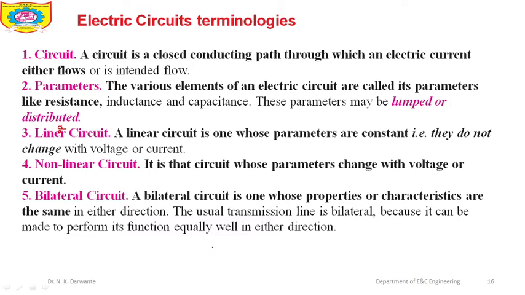If the circuit parameters remain constant, irrespective of the variation in the voltages as well as the current, then that type of circuit is called a linear circuit. That means even if the voltages and current change, if there is no change in the resistance, inductance and capacitance, then that type of circuit is called a linear circuit. And vice versa, if because of the change in the voltages and current, the resistance, inductance and capacitance change, that kind of circuit is called a non-linear circuit.